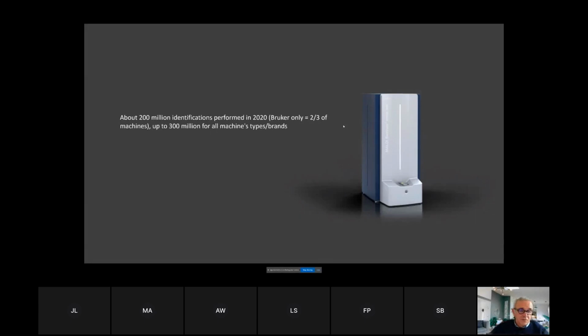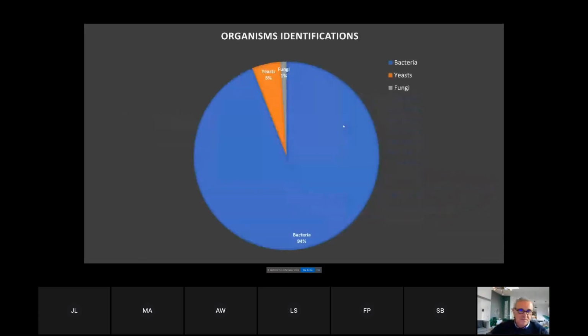You need to know that just in 2020, about 200 million identifications were performed with the Bruker system only, which holds about 2/3 of the machines. So it's about 300 million for all the machines altogether just in 2020. 300 million identifications gives you an idea of the number of runs that are done using these systems.